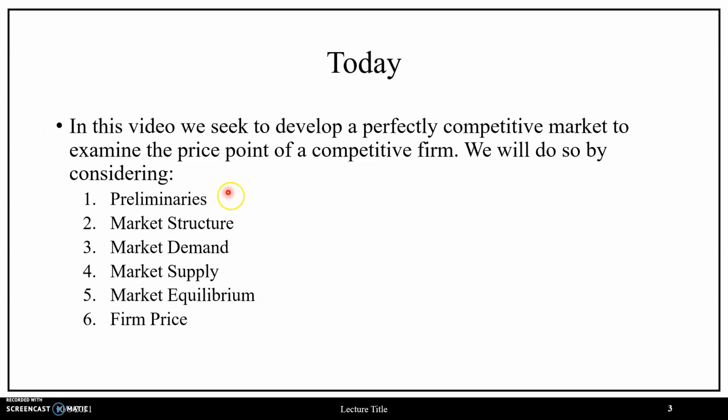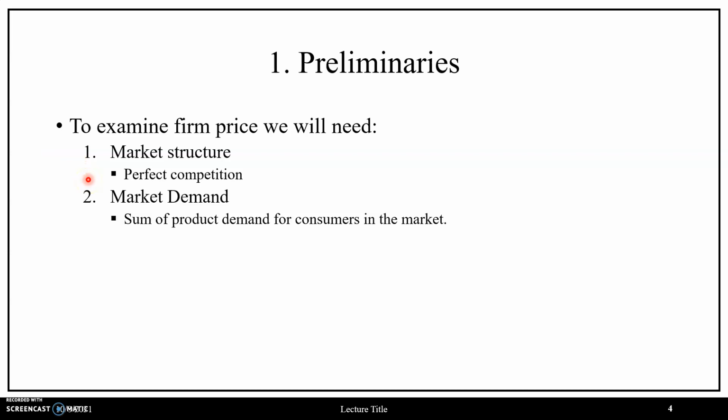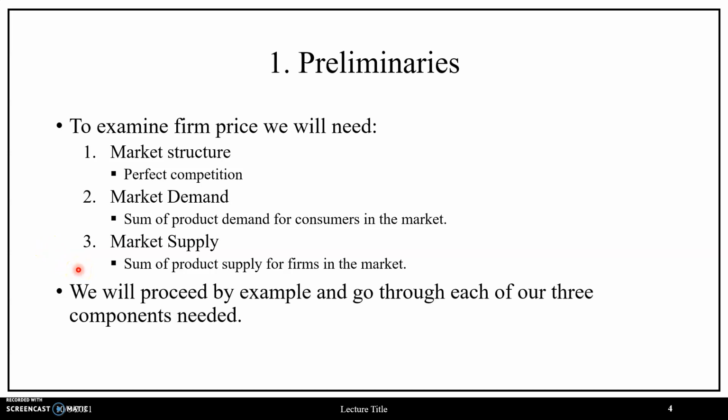We will do so by going over some preliminaries in order to go over market structure, market demand, market supply, put those three components together in order to get market equilibrium, from which we will determine the firm price. So, beginning with our preliminaries, in order to examine firm price, we will need the market structure, in which we'll assume perfect competition. Additionally, we will need market demand, which is going to be the sum of product demand for consumers in the market. And lastly, we will need market supply, which is going to be the sum of product supply for firms in the market.